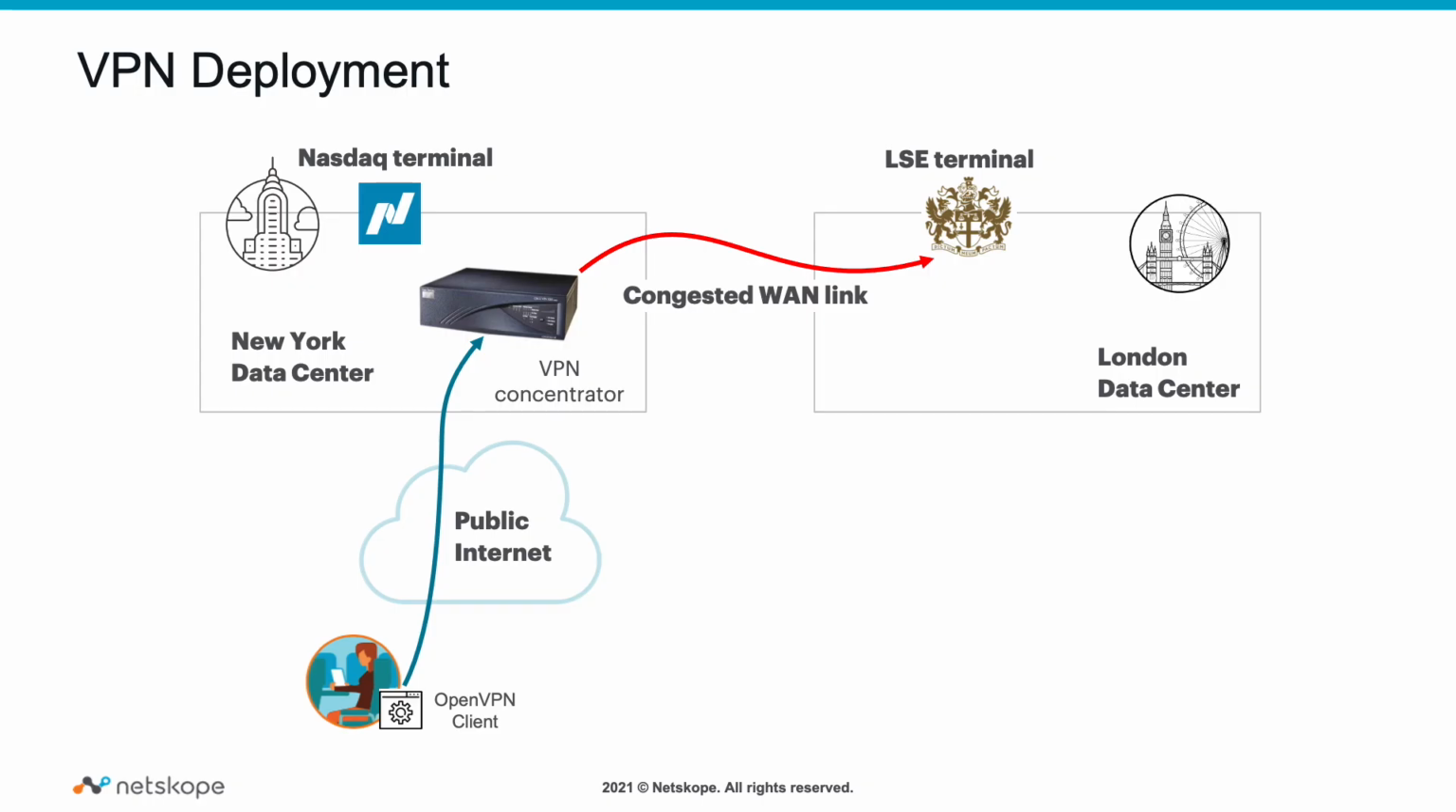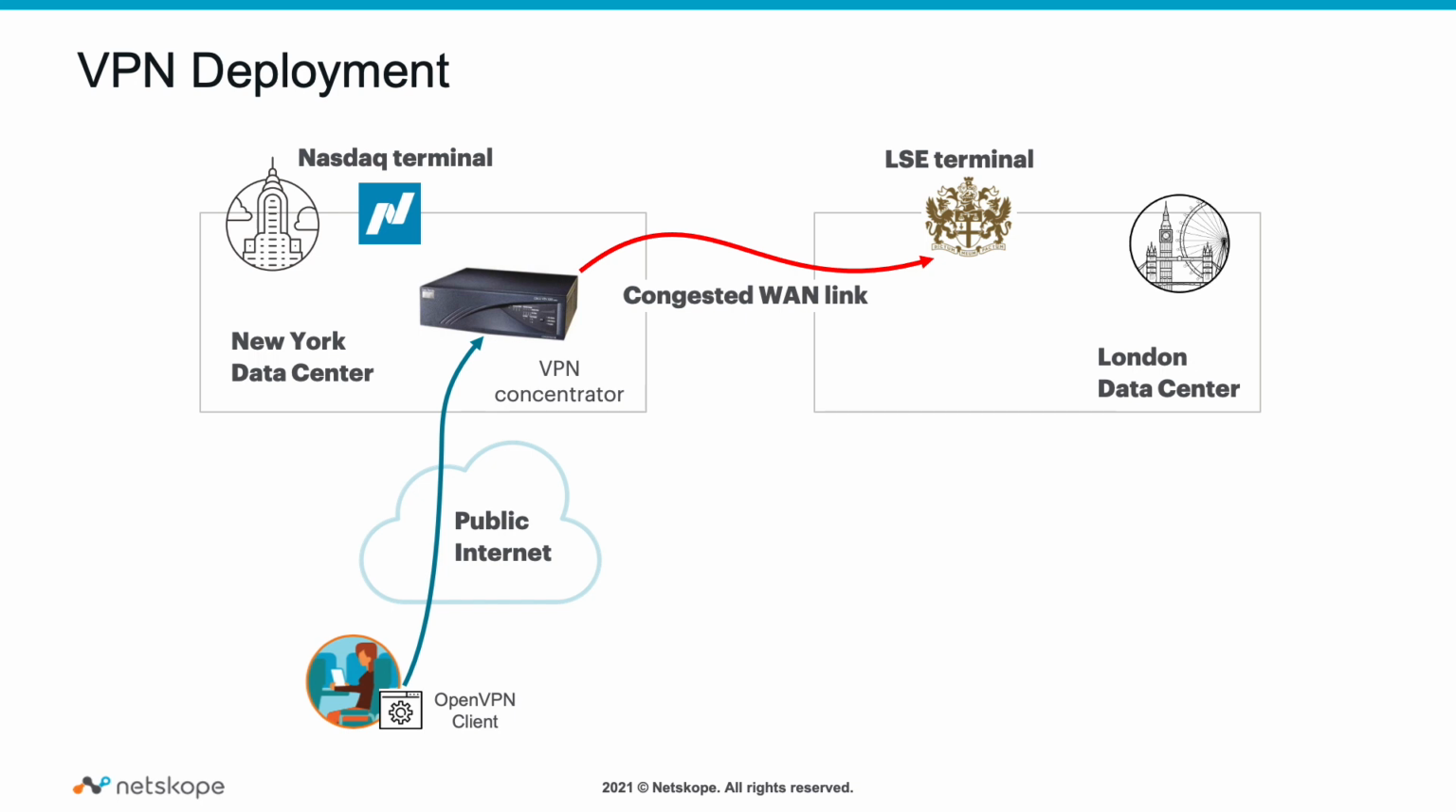VPNs were not architected for the work-from-anywhere user. Users normally can only connect to one VPN concentrator at a time, and most organizations run a single VPN concentrator or cluster in a central location.